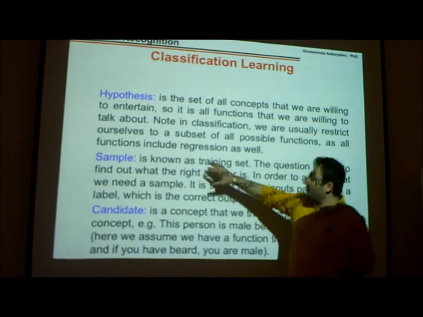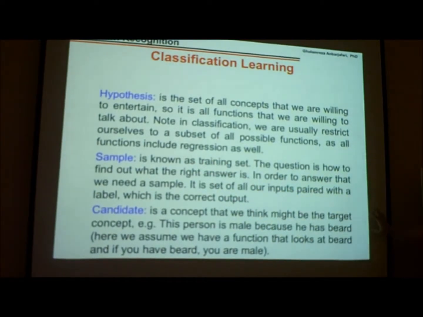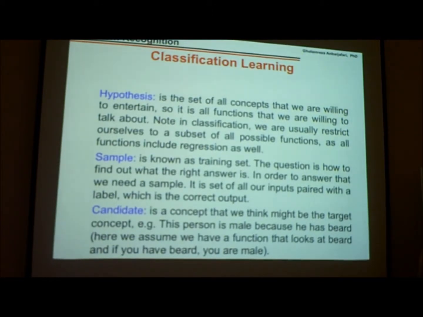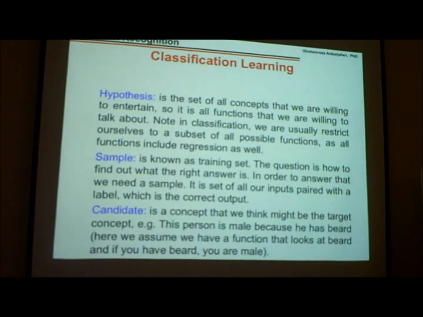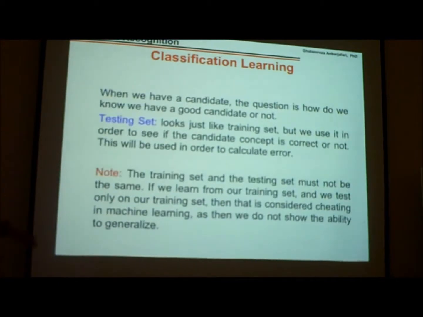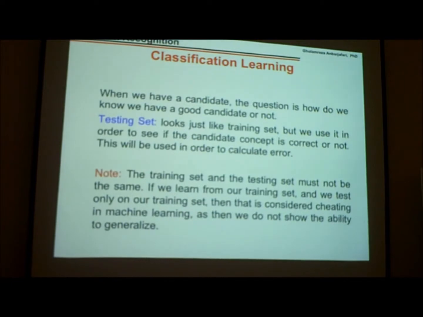We define the sample, right? For the sample, we have a target concept which tells us that this is male, this is female, or yes, this belongs to this class, or no, it doesn't belong to this class. And this target concept is called the candidate. And finally, we have something which is called the training and the test set. What is the testing set?